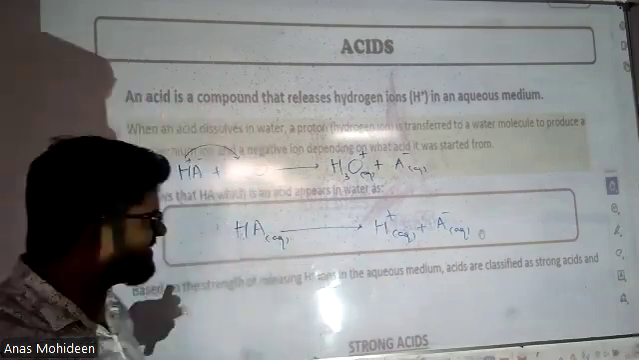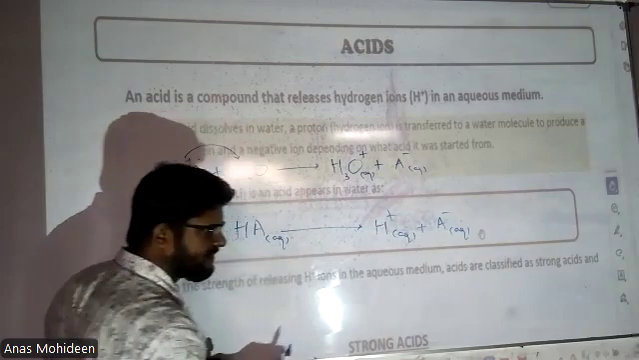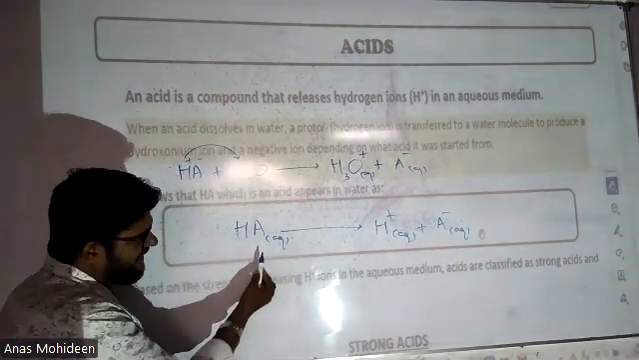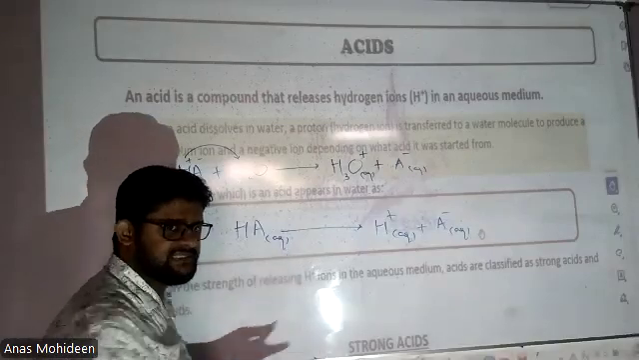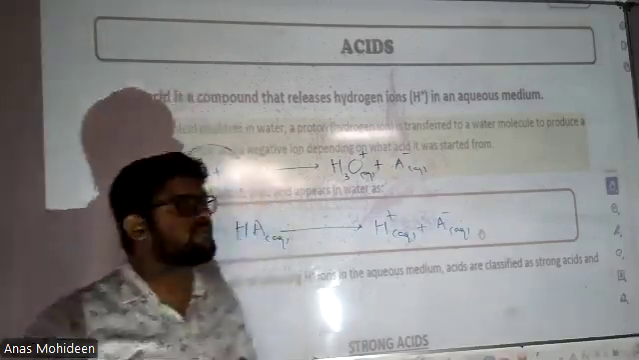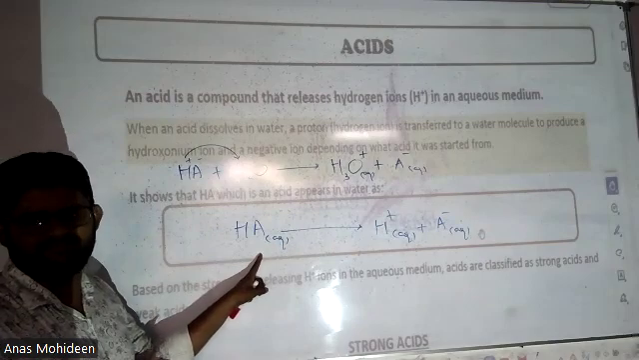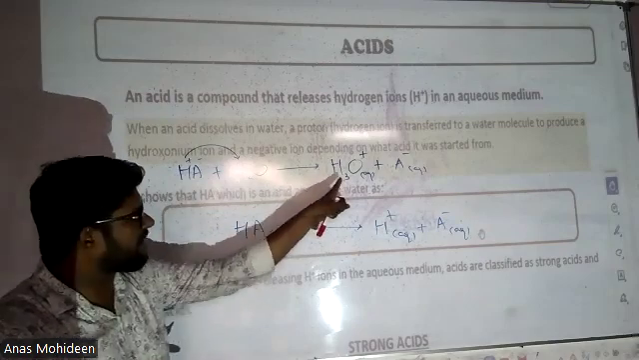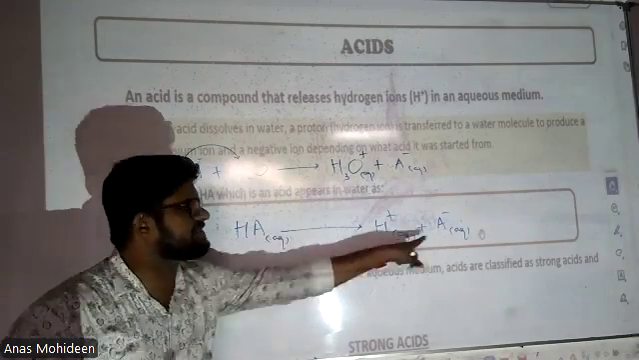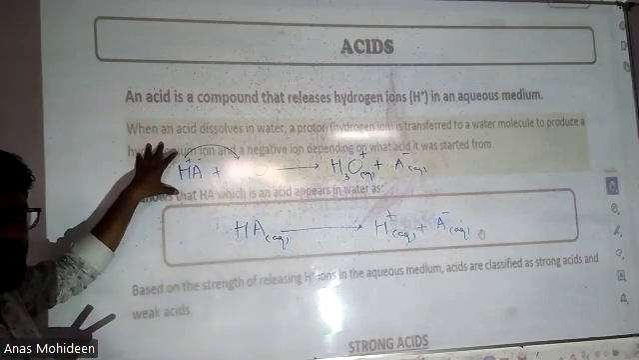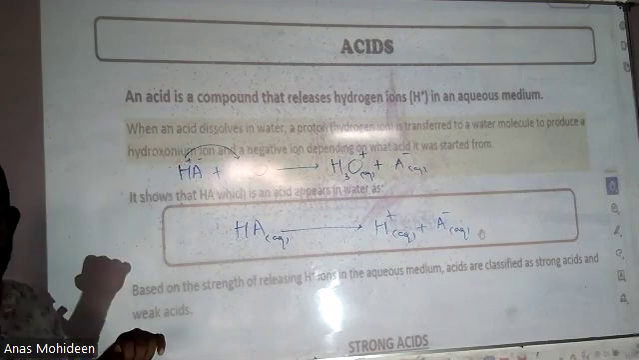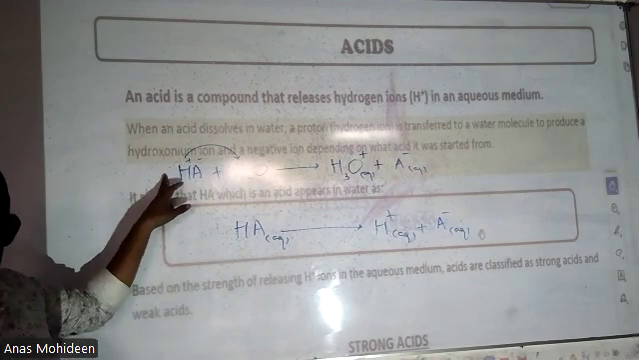But as a general case, we are writing this part. The water is expressed as aq. Why? Aq means something is added to water. So without writing that H2O, straight away we write H plus, A minus. That's it. So why am I giving this part? This may come in MCQs.